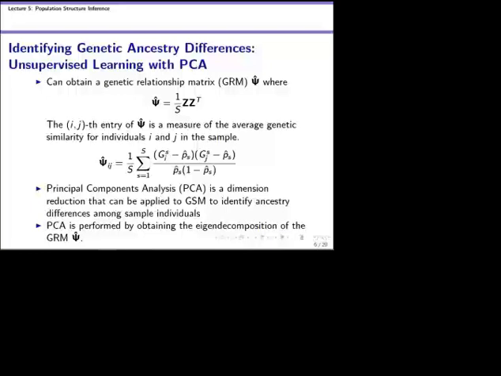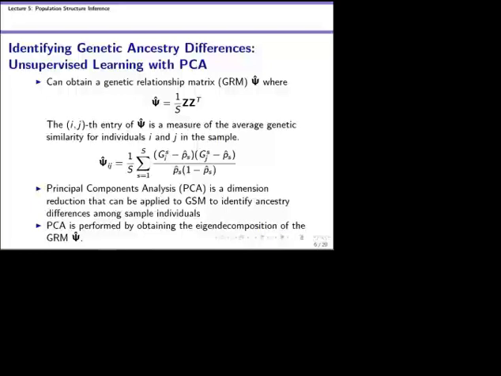Question? So that's the question. It's recommended to do some type of pruning for LD because a lot of times with these SNP arrays, there are certain regions that are overrepresented, for example, gene-rich regions. And so you really want a good representation across the genome. So you probably would do some type of LD pruning.